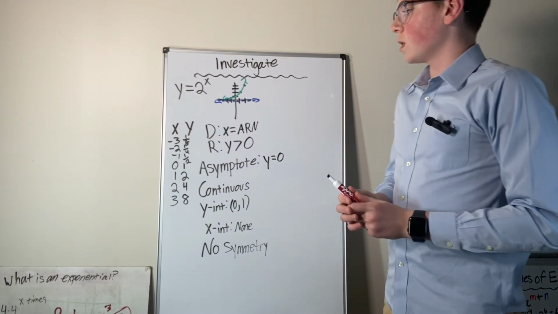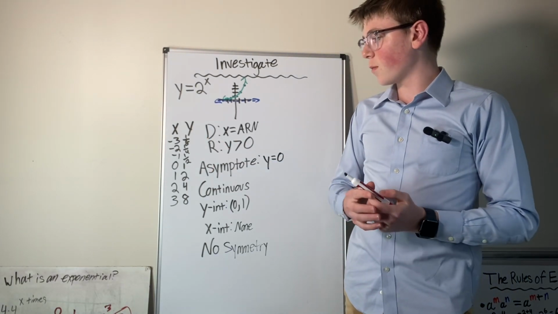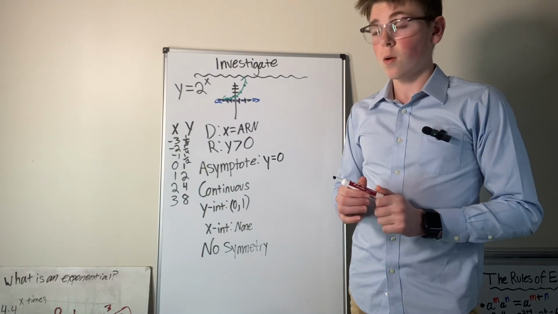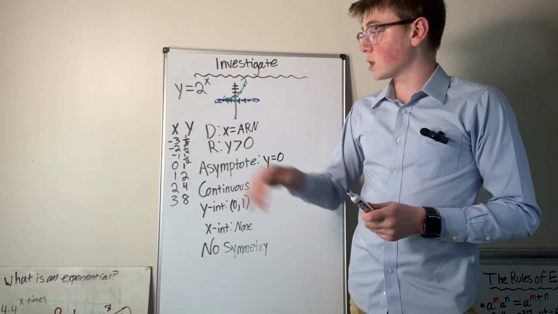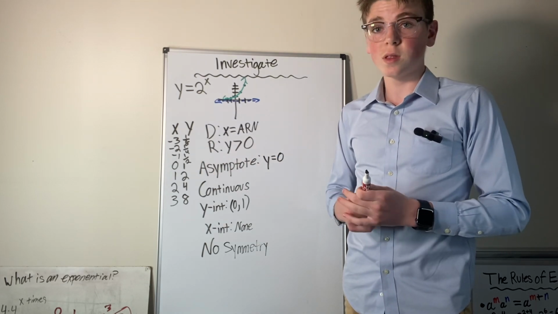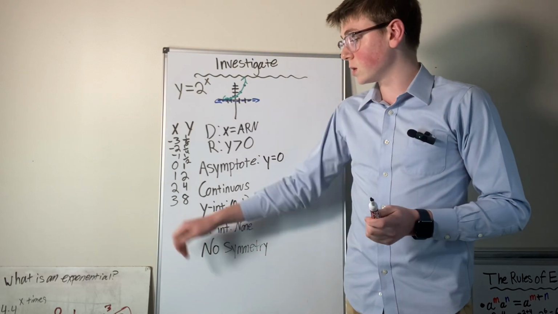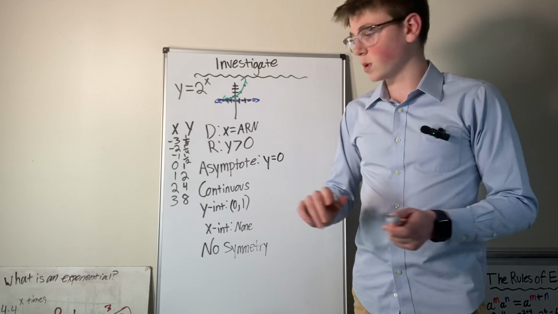Here's our graph again. Our x, y points are negative 3, 1/8; negative 2, 1/4; negative 1, 1/2; 0, 1; 1, 2; 2, 4; 3, 8. So 2 to the negative third is 1/8, 2 to the negative 2 is 1/4, 2 to the negative 1 is 1/2, then 2 to the third is 8, 2 to the fourth is 16. Didn't put that on there.